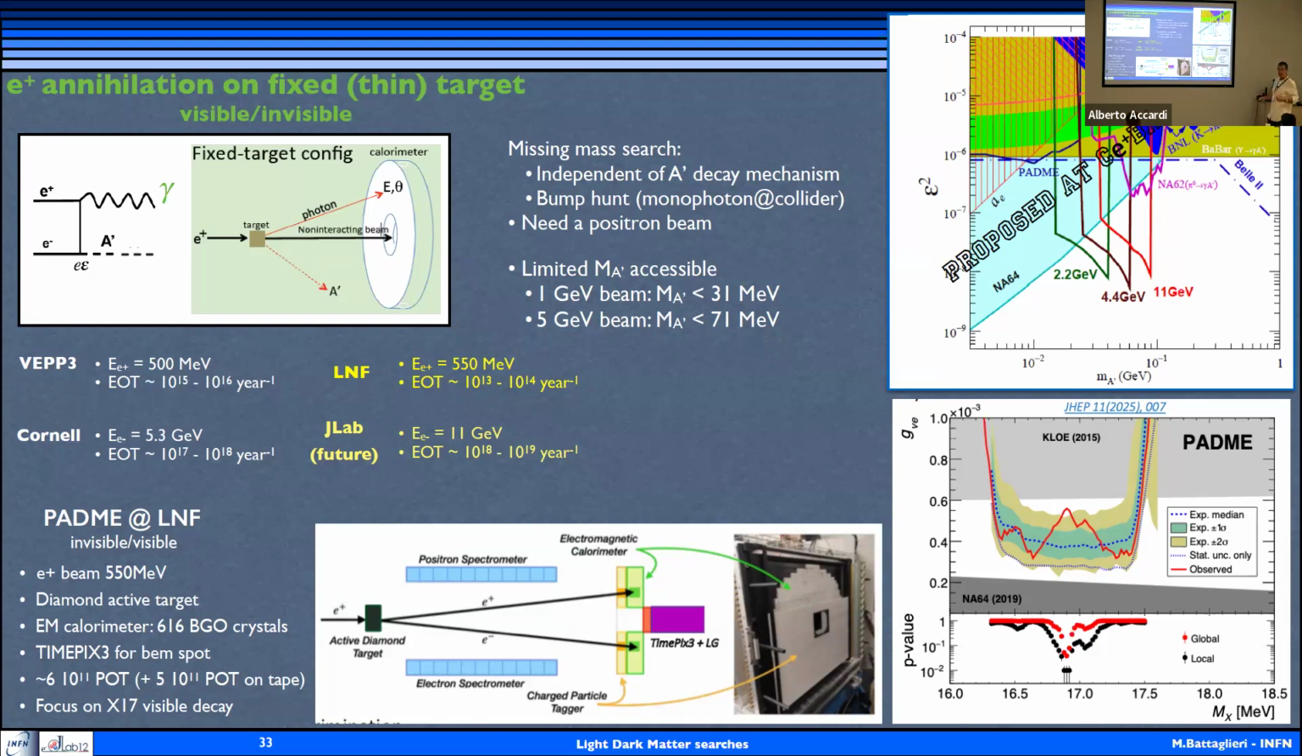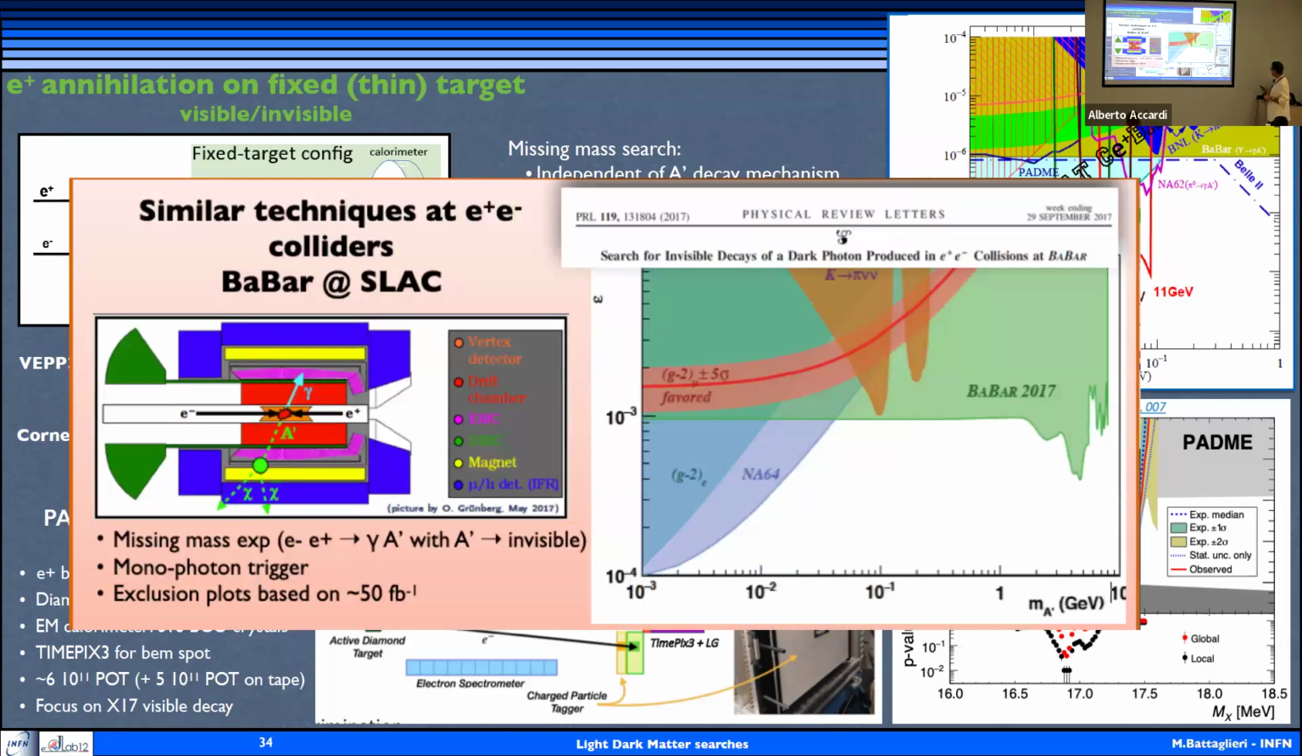But they are still keeping data. So this we'll see, maybe in the next 6 months, what will be the outcome of this analysis. The same E+, E- with a single gamma measured was applied at Babar, and the same at Bell, and this was the exclusion limit.